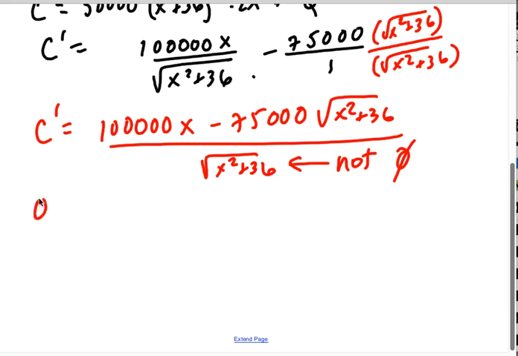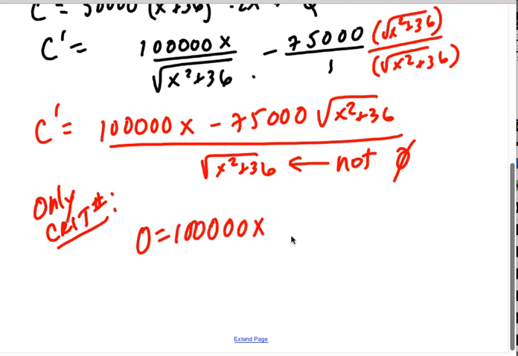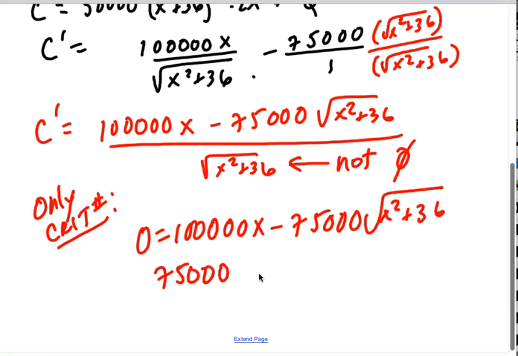So my only critical number is going to be when the top is 0, right? So 0 equals 100,000 x minus 75,000 times this ugly root, right? I want to get the root by itself again, so we saw that last time. I'm just going to add that over. You don't have to do this, but I'm advocating that you divide by some big numbers to get rid of a ton of these zeros, right?